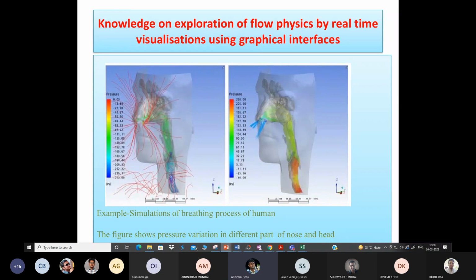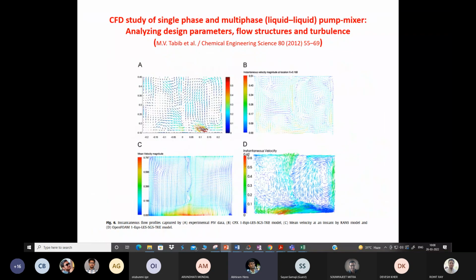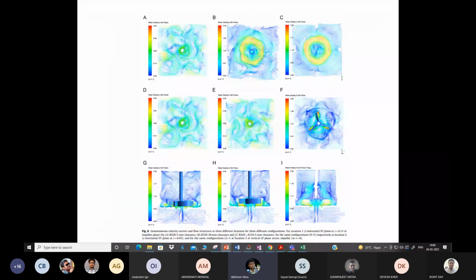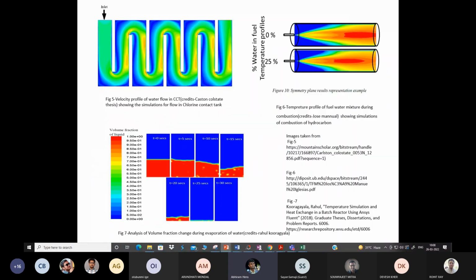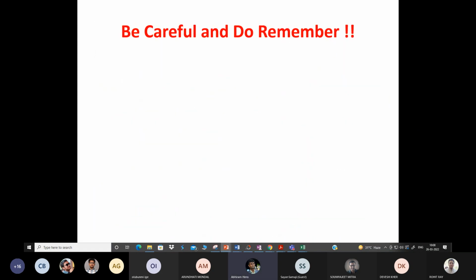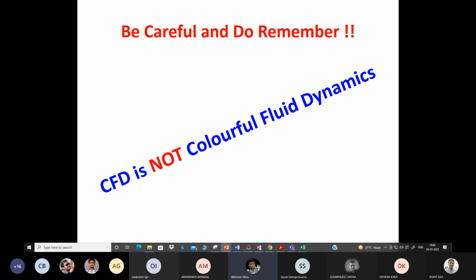Then we took some case studies, taking industrial problems or biomedical problems, cardiovascular problems. This is a stirred tank problem, then a fluidized bed problem, a fuel cell problem. This is a mixing tank problem, and this is a boiling problem. And then I reminded you not to rely blindly if you are using some CFD software.